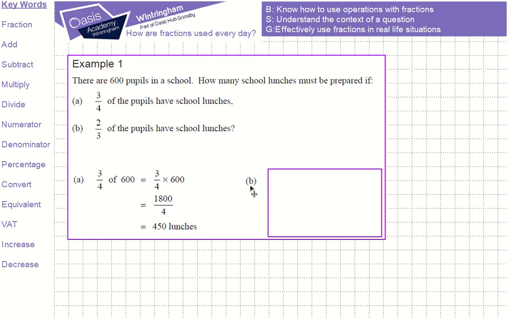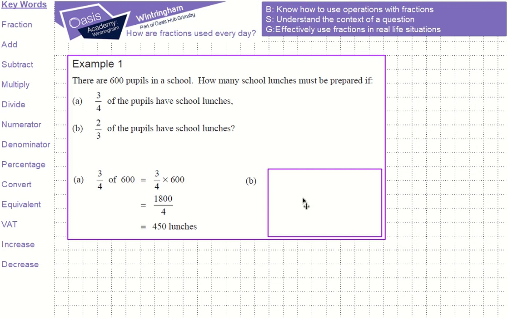Moving on to question B. This time it's asking how many school lunches must be prepared if 2/3 of the pupils have school lunches. So what's changed between the first question A and B? Well, the fraction's changed. Instead of 3/4 now, I've now got 2/3. The question, 600 pupils, that stayed the same. What's changed is the fraction. So we've got 2/3 this time instead of 3/4.